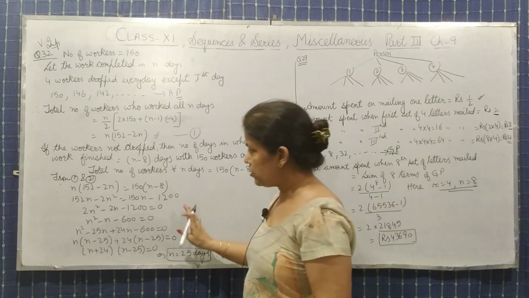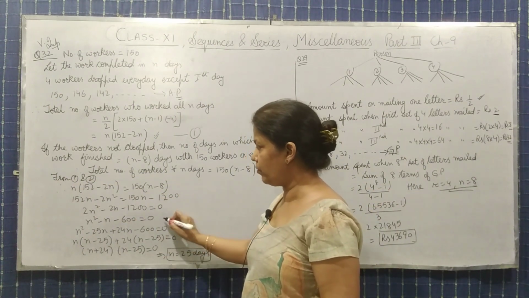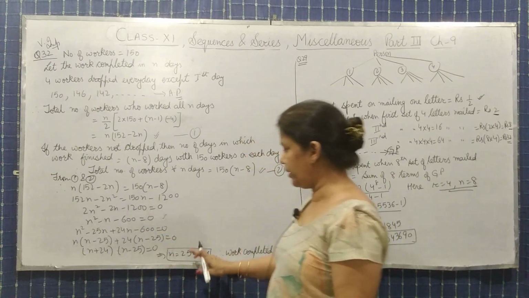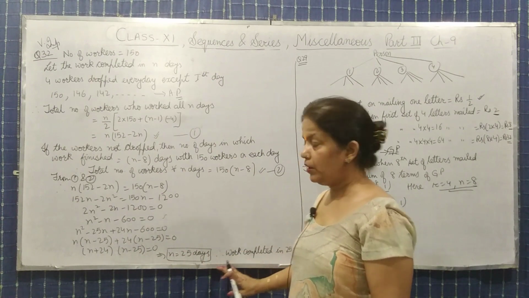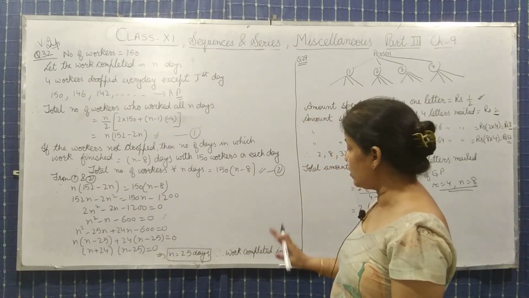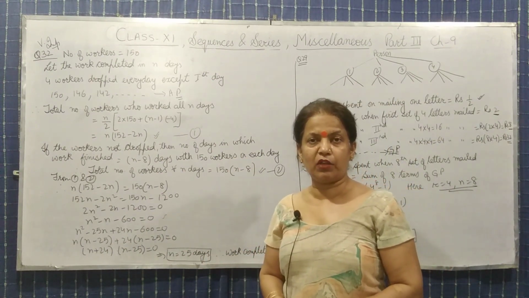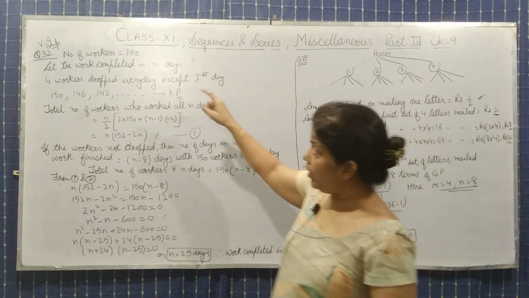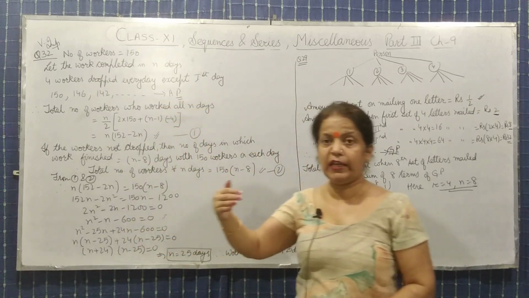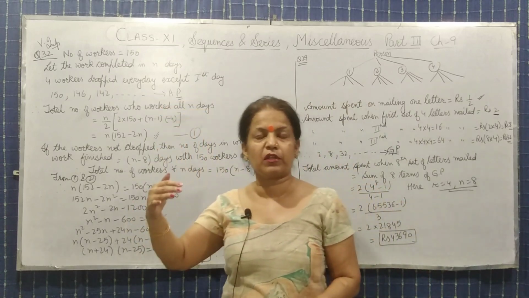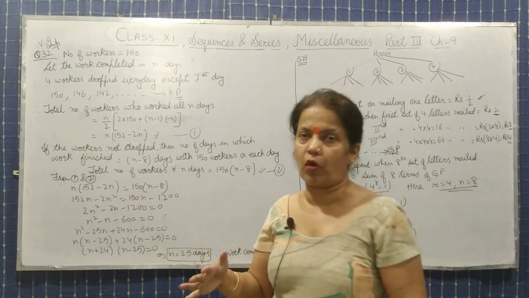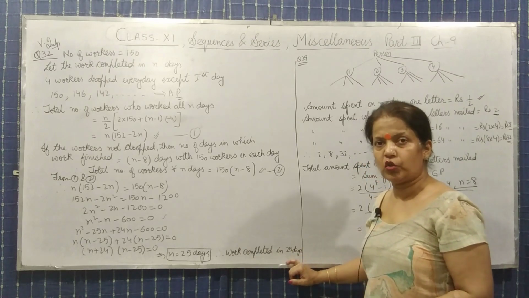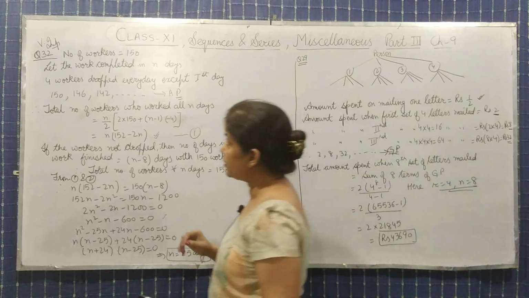Equal कीजिए, solve कीजिए, you will get the quadratic equation, and then split up, do the factorization, you will get n as 25 days. So it means the work completed in 25 days. अगर वो work 25 days में कब complete होगा? Daily except the first day daily 4 workers drop करते जा रहे हैं, then the work completed will be in 25 days.